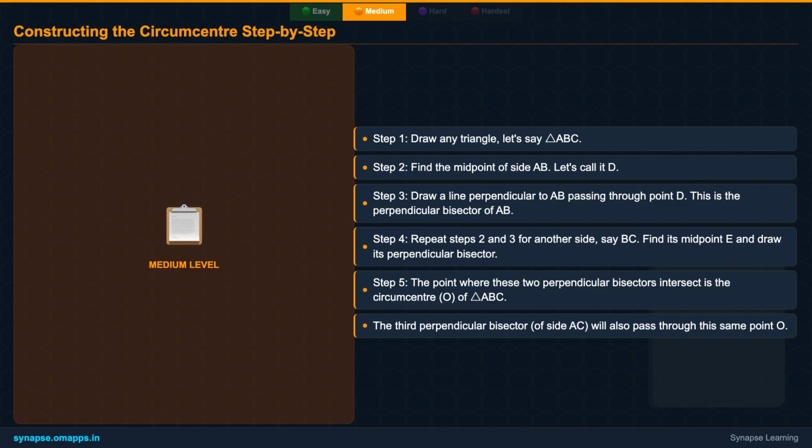Repeat this process for a second side, like BC. Where these two perpendicular bisectors cross, that's your circumcenter, let's call it O. Interestingly, if you draw the perpendicular bisector for the third side, AC, it will also pass through this exact same point O. This method guarantees you find the unique circumcenter for any triangle.